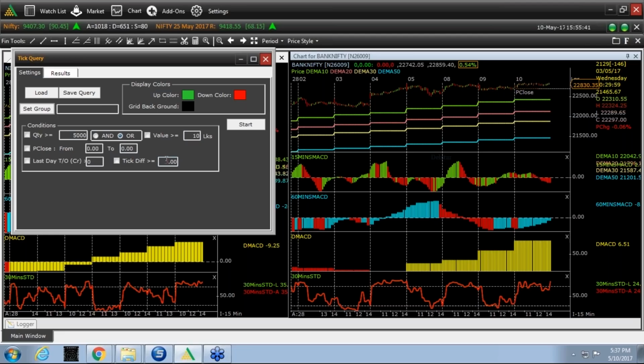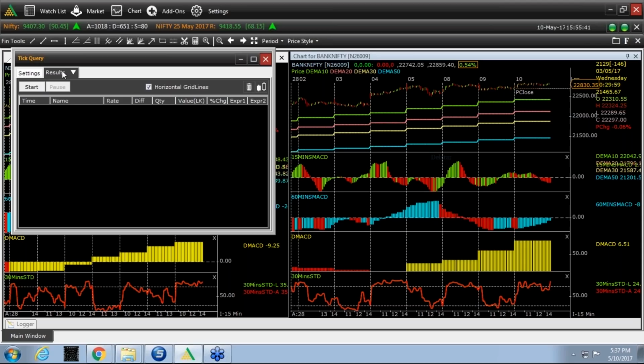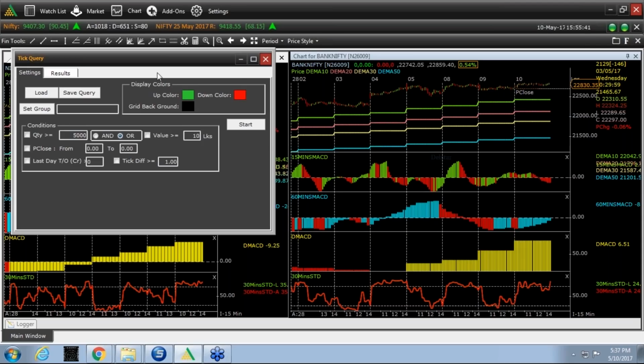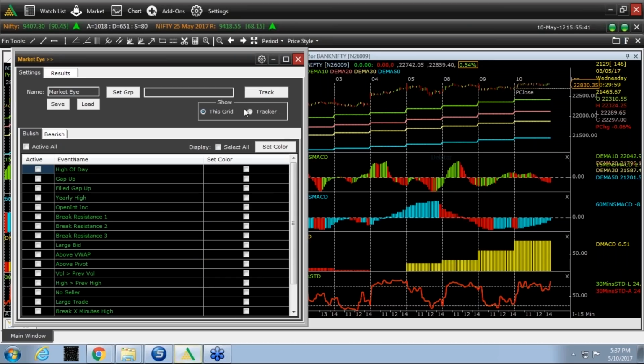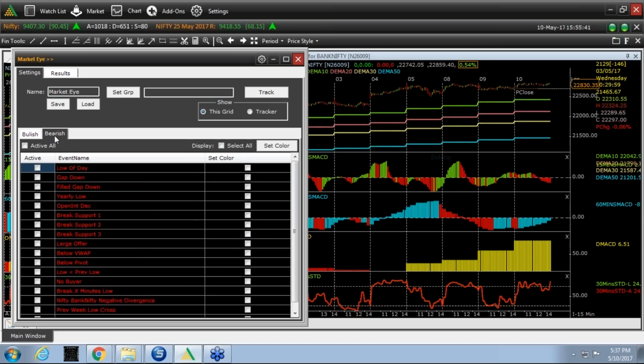Likewise, you have something called the market eye, wherein you can set the group. You can save this. So once you save it, you load it, and automatically the results will start getting populated, and you do a track. So real time it will start getting tracked. Then you have your bullish and your bearish. So you can select all of them, save, and then you do a start track. So once the markets are on, you'll be able to get this. So you can see for yourself.